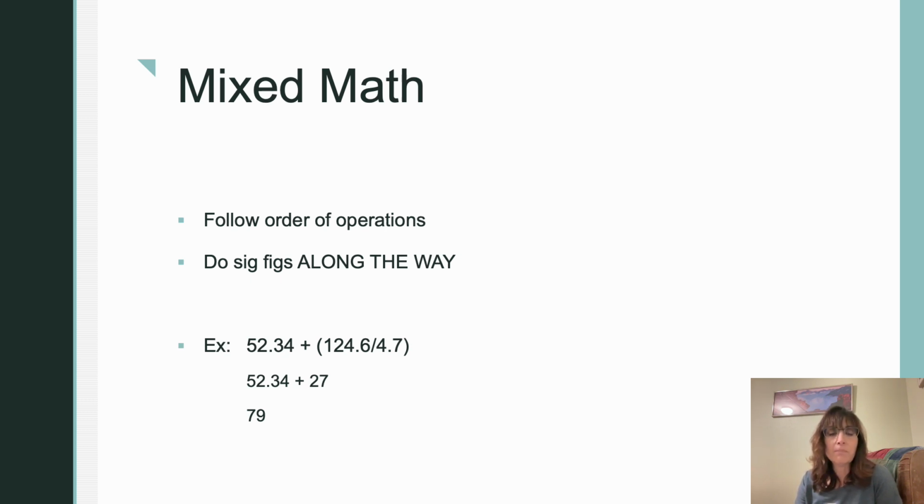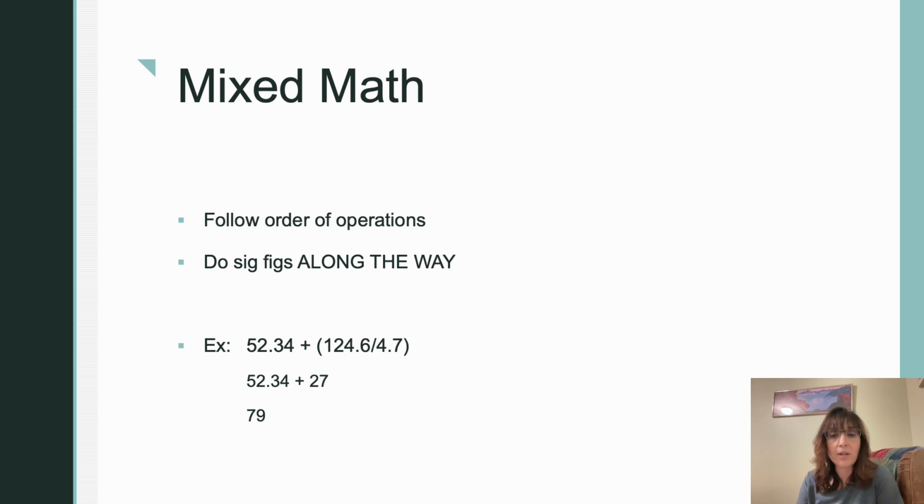So in my example, it's both an addition and a division problem. Well, if you guys remember the order of operations, you're going to start with the parentheses first. So 124.6 divided by 4.7. Well, when you get that, you only use 2 sig figs because 4.7 is only 2. So that gives us 27.